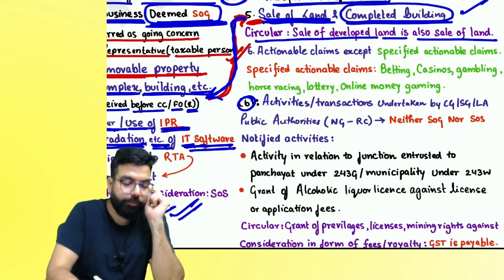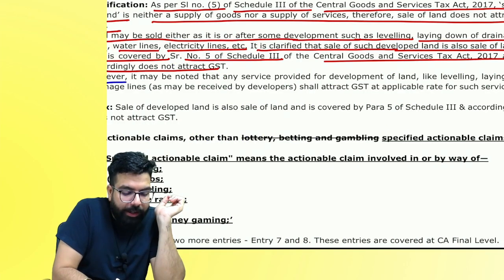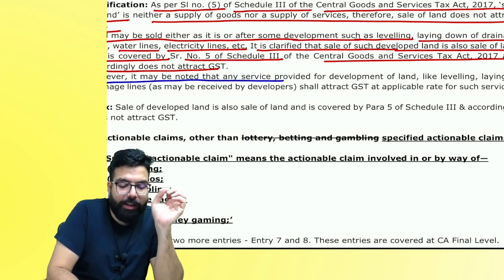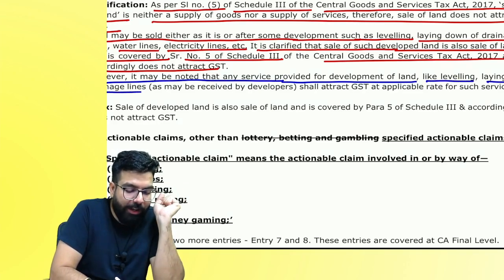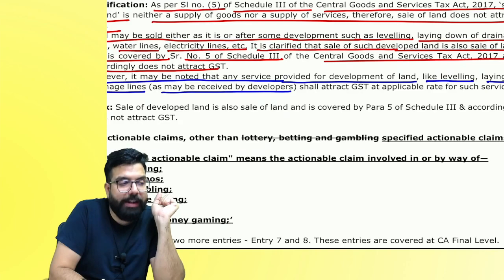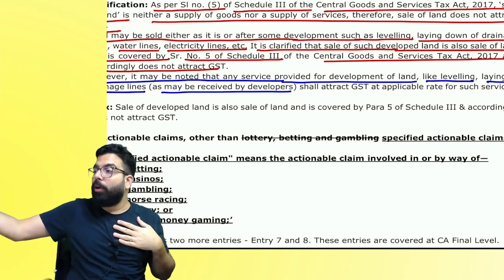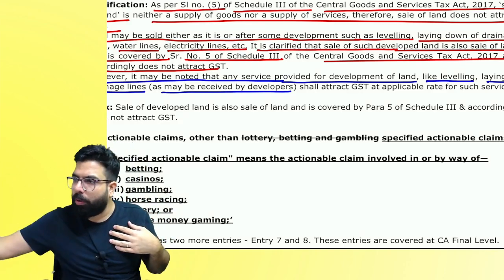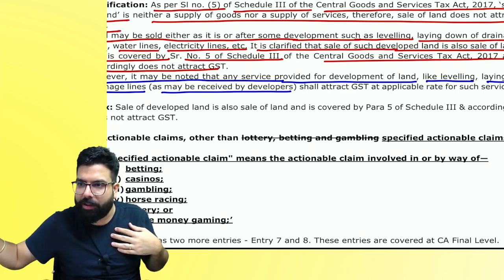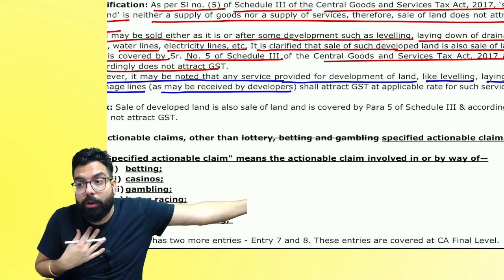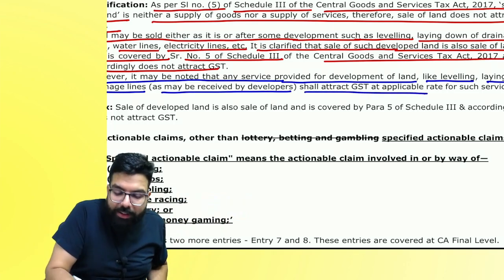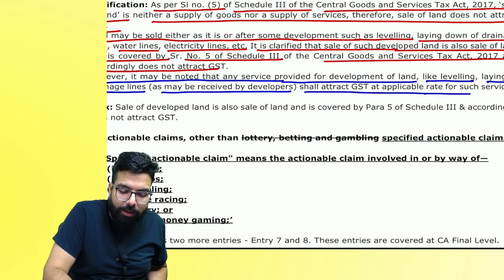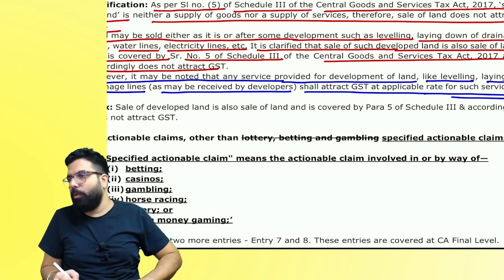See over here. It says, it may be noted that any service provided for the development of land, like levelling, laying of pipelines, received by the developer. I have received this service. Will you charge me GST for giving me the service? But when I am selling, will I charge GST? So any services taken, GST will be applicable. Can I go ahead, everyone?